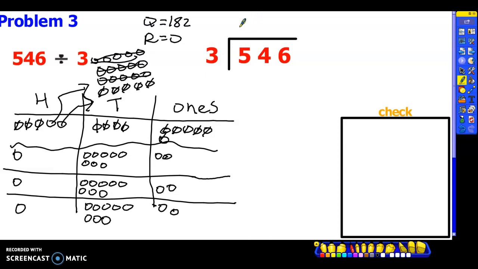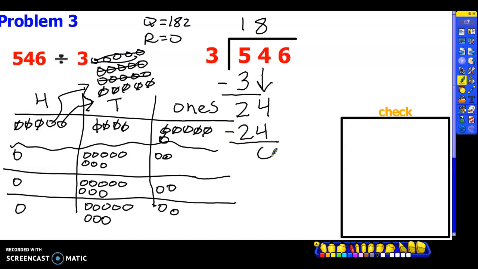So 3 goes into 5 1 time. 3 times 1 is 3. When I subtract, I'm left with 200s. I bring down the 4. Now I'm looking at 3 going into 24 tens. 3 goes into 24 tens 8 times. 3 times 8 gets me 24. It went in evenly, so I'm left with a remainder there of 0.